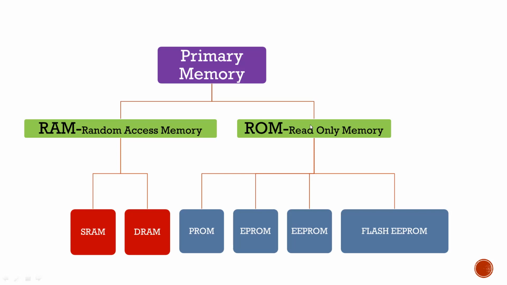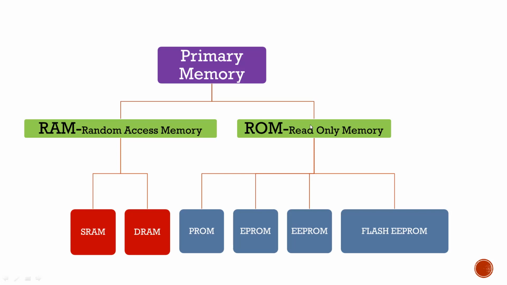Predefined working area. In the case of primary memory, each memory location has a unique memory address. You have your own address, right? Like that, each memory location in primary memory has a unique memory address.